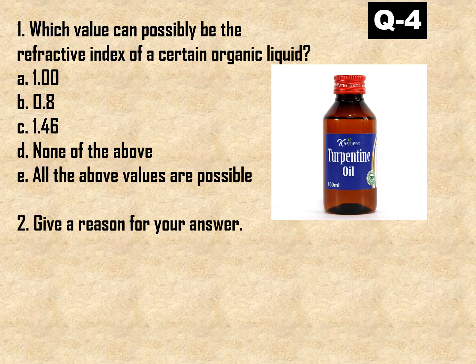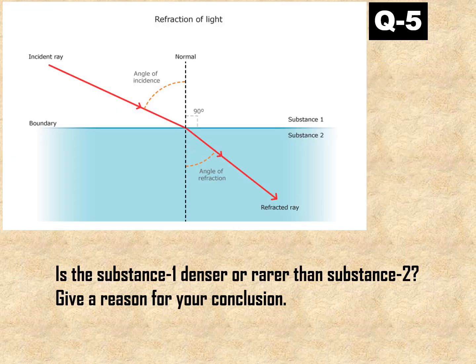Write question number 4 and your choice of option. Also, give a one-line reason for your answer. Here is question number 5. Look at the figure. A ray of light, passing from medium 1 to medium 2, bends in a certain way. You have to identify which is denser medium and which is rarer medium. Is the substance 1 denser than or rarer than substance 2? Give a reason for your conclusion. Write question number 5 and the brief answers.